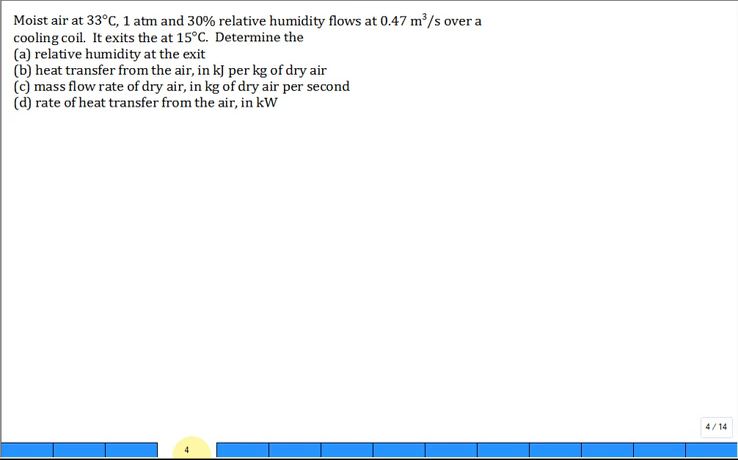We have moist air at 33 degrees C, 1 ATM, and 30% relative humidity, and it has a volumetric flow rate of 0.47 meters cubed per second, and it flows over a cooling coil. And it exits after the cooling coil at 15 degrees C. Determine the relative humidity at the exit. So it's like phi2, the heat transfer from the air in kilojoules per kilogram of the dry air.